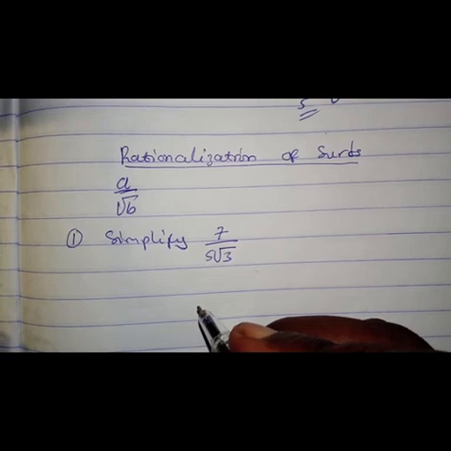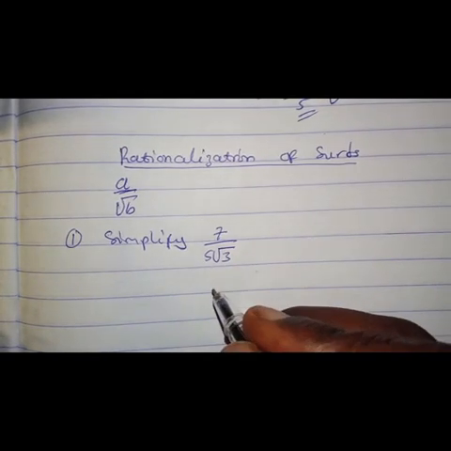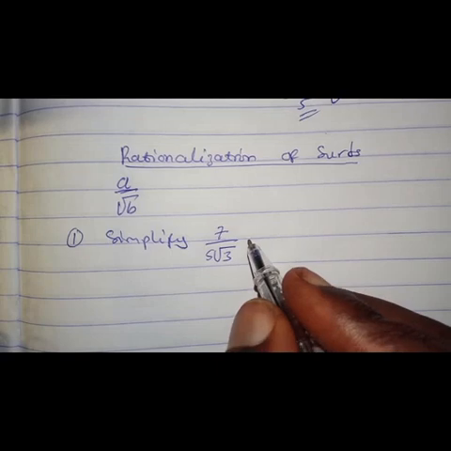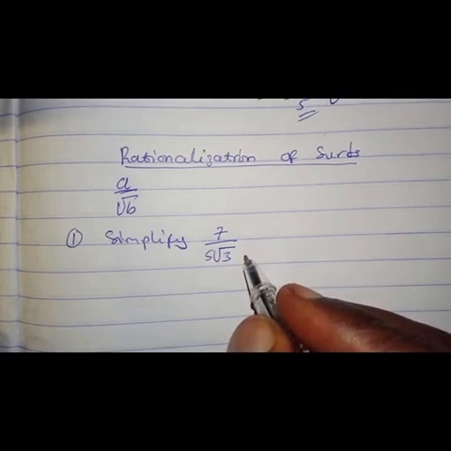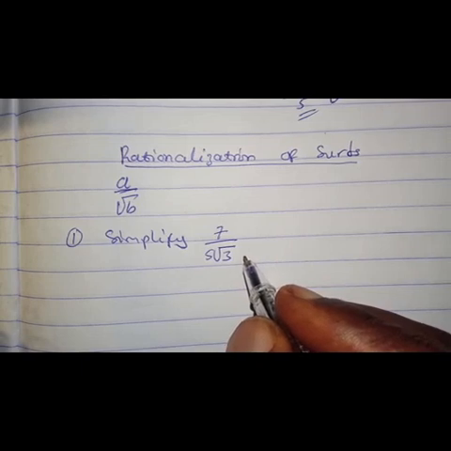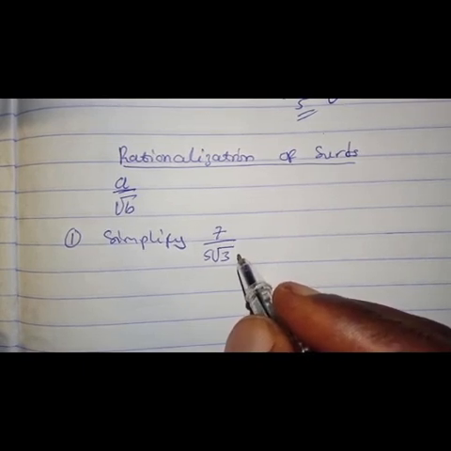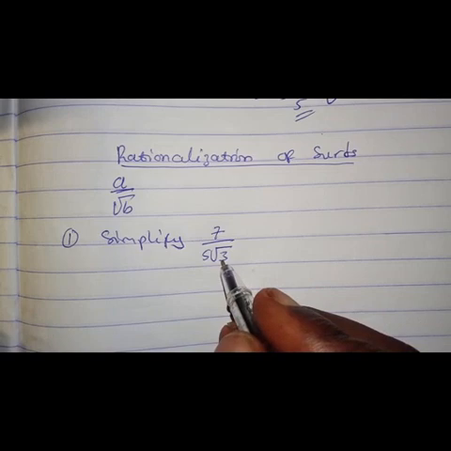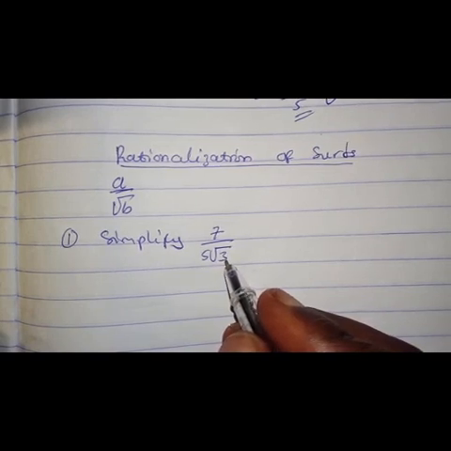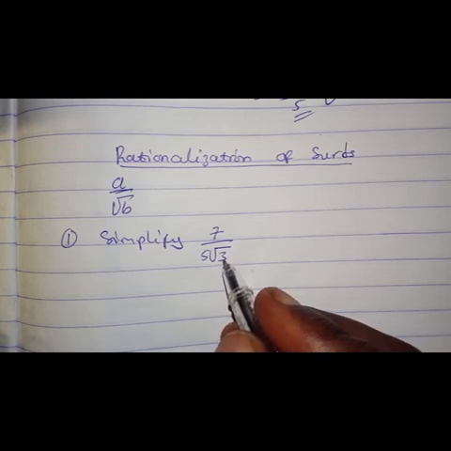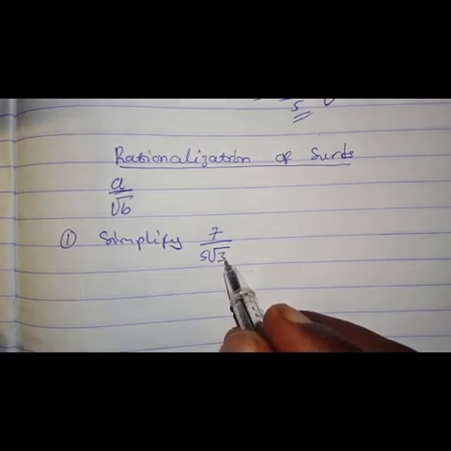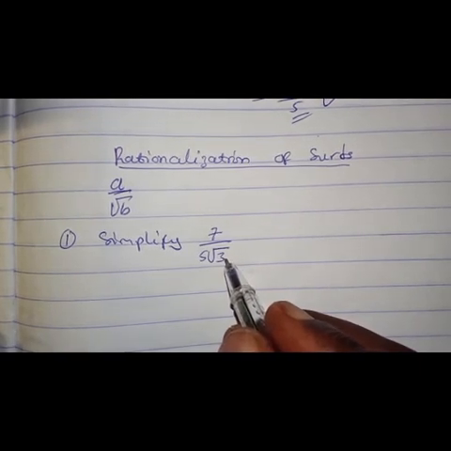7 over 5 root 3. Because root 3 is in the denominator, we rationalize by multiplying both the numerator and the denominator by the conjugate of the denominator. Remember, the conjugate is a number that you multiply with another number of the same integer to remove the irrational number and make it rational. So what number do we use to multiply root 3 to make it rational? If you multiply root 3 with another root 3, you will have 3.